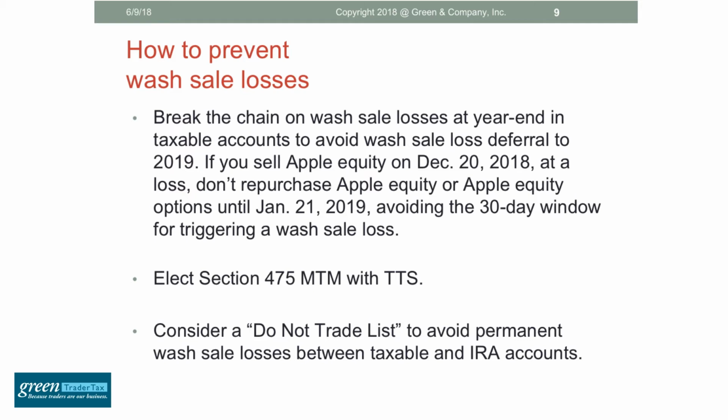Now, when you think about the taxable account and the IRA, consider a do not trade list. Trade tech stocks in your taxable account, but don't trade those same tech stocks or options on those tech stocks inside of the IRA. They're on your do not trade list. That avoids the inadvertent triggering of a permanent wash sale loss problem, which is catastrophic.